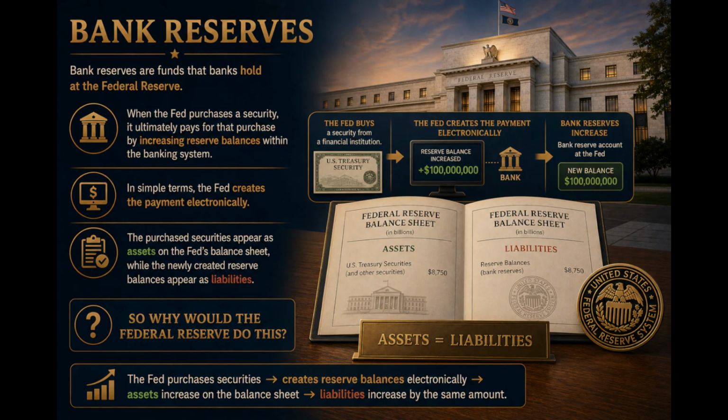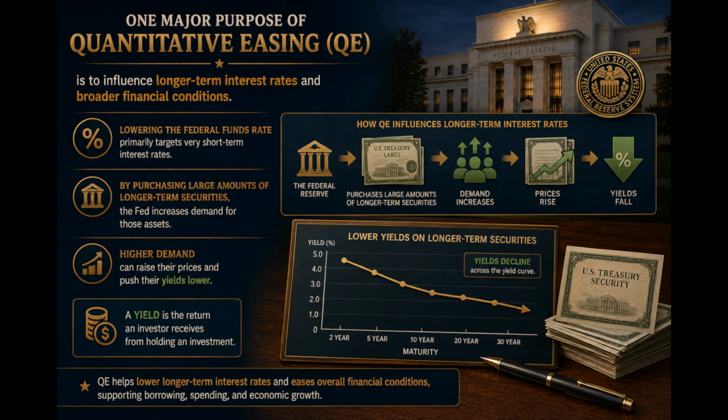So why would the Federal Reserve do this? One major purpose of QE is to influence longer-term interest rates and broader financial conditions. Lowering the federal funds rate primarily targets very short-term interest rates. By purchasing large amounts of longer-term securities, the Fed increases demand for those assets. Higher demand can raise their prices and push their yields lower. A yield is the return an investor receives from holding an investment.